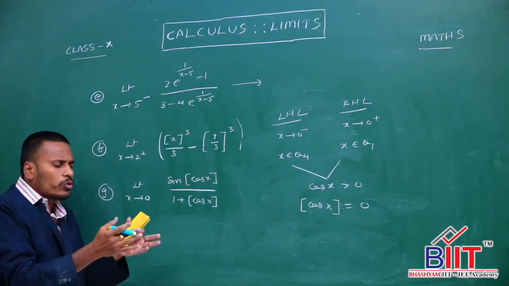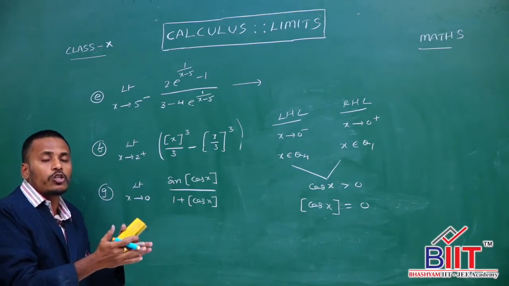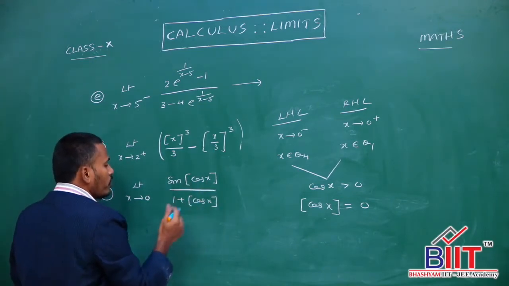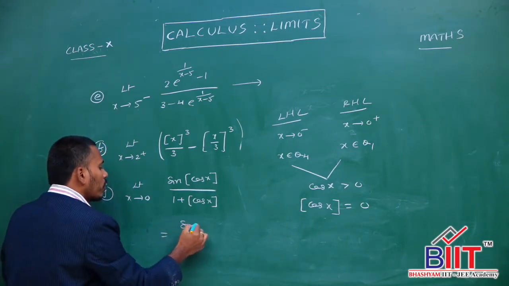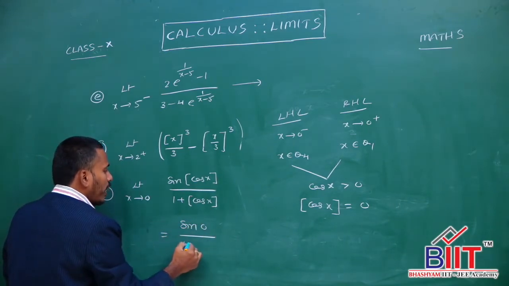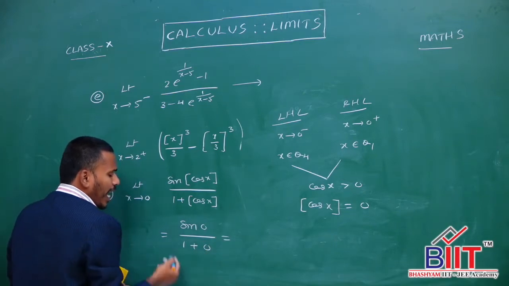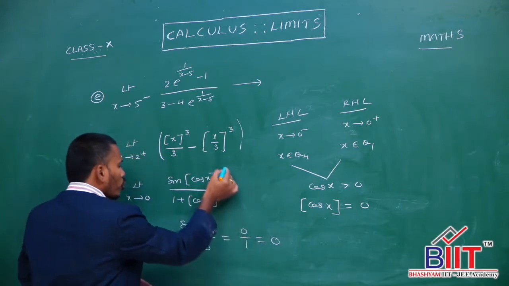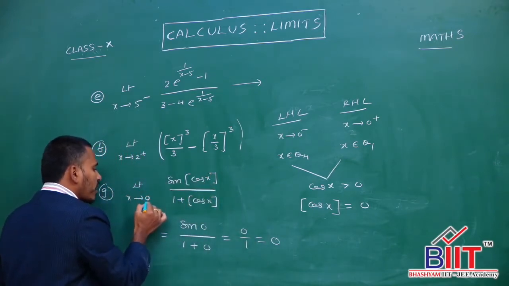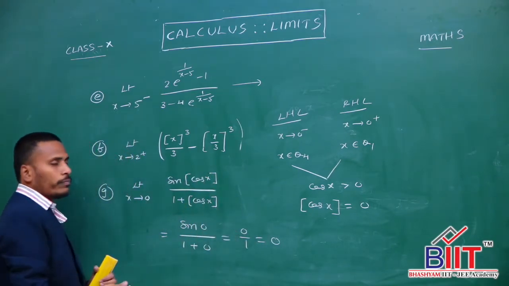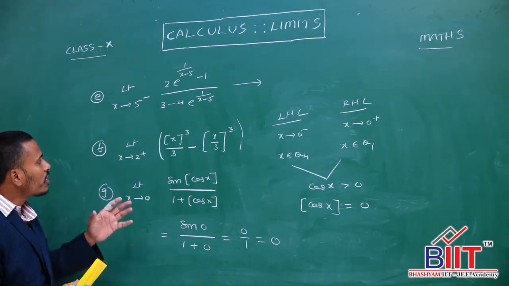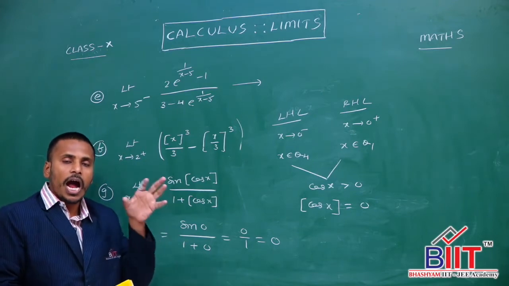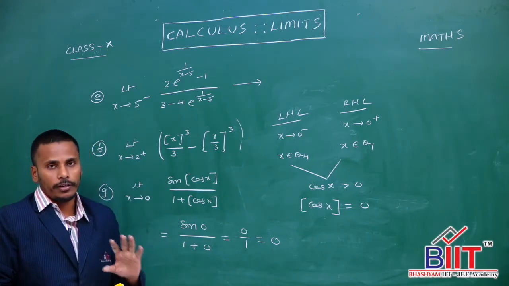So, no need to find this limit value separately for left and right, directly replace step cos x with 0, because for both step cos x value is 0: sin 0 by 1 plus 0. As we know, sin 0 is 0, 0 by 1 is equal to 0, so the limit of this function as x tends to 0 is 0. So, this is the way to calculate left limit, right limit and limit of a function at a point.